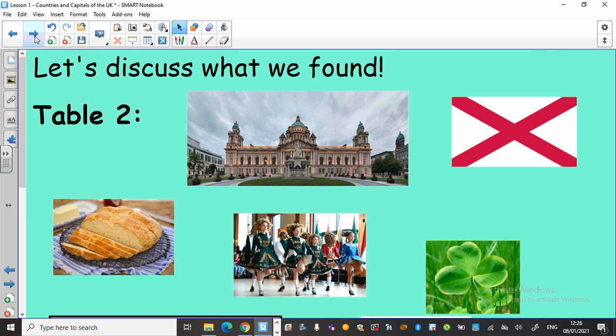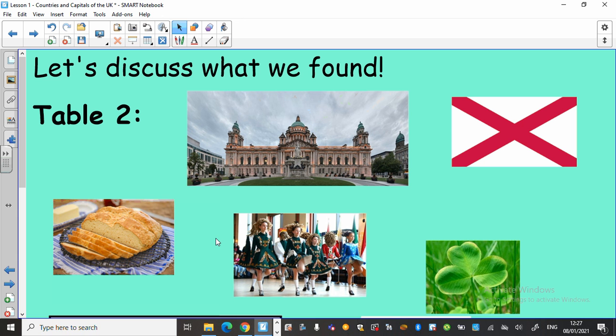Now, next we went to this one here. So we can rule out Scotland, but we're trying to decide which one it is. So let's talk through what we've got. We've got the flag again, just here. We have got this here, which is a beautiful landmark. This is the city hall of the capital city of this country. We have got here some soda bread, and I can't say the country because I'll give it away, but it is some soda bread. We have got some dancing here.